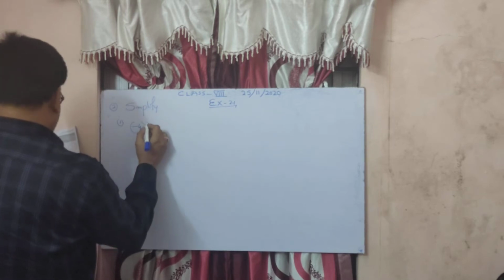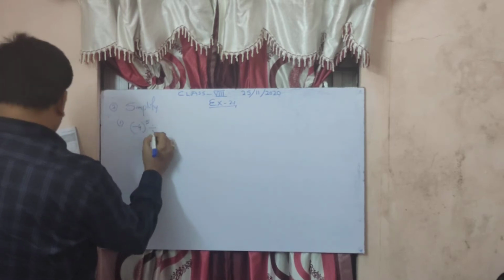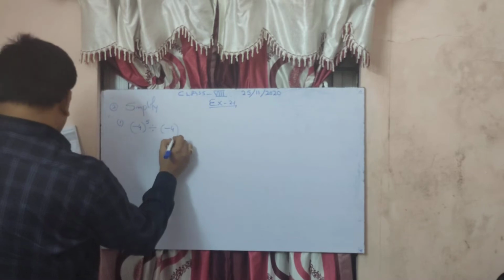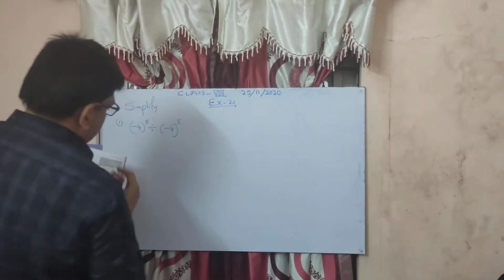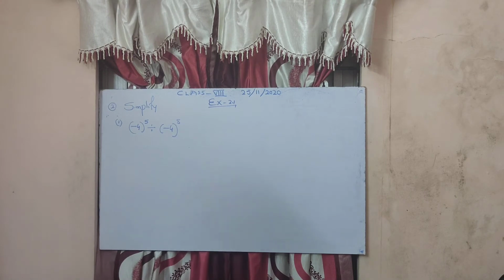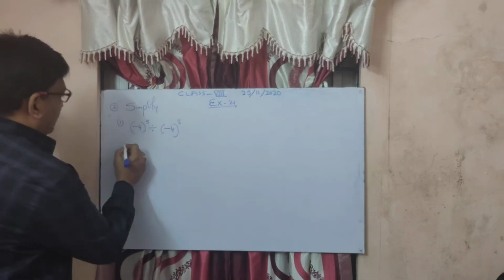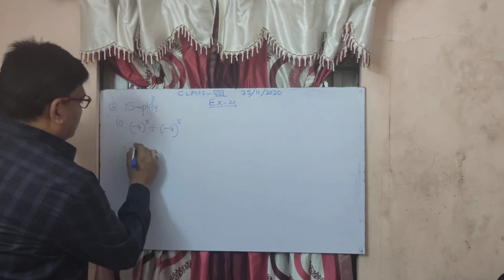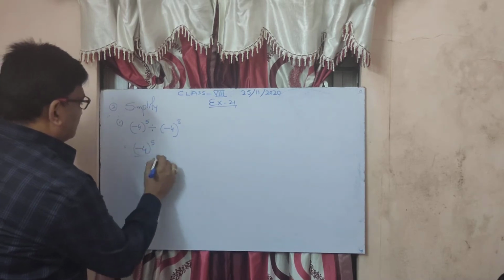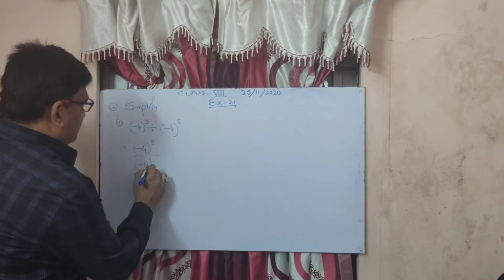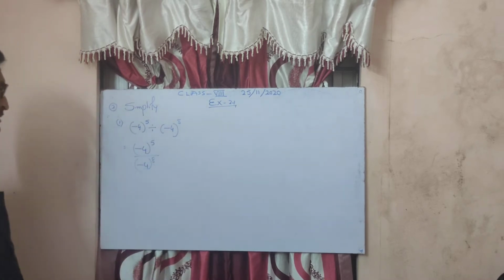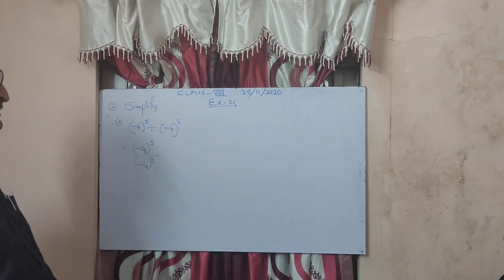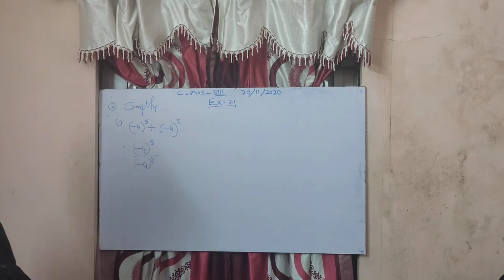Minus 4 to the power 5 divided by minus 4 to the power 8. Now, first of all, you write this in the general form, that is division form. That is, minus 4 to the power 8. Now, by looking at this, you will understand which formula you are going to apply. That is law number 2. What is that law?